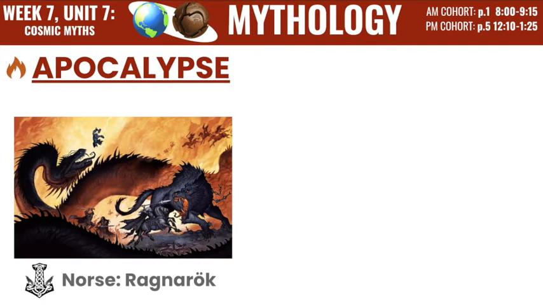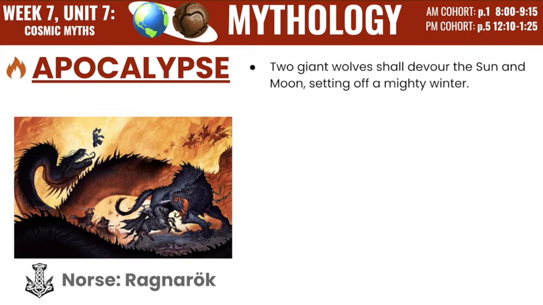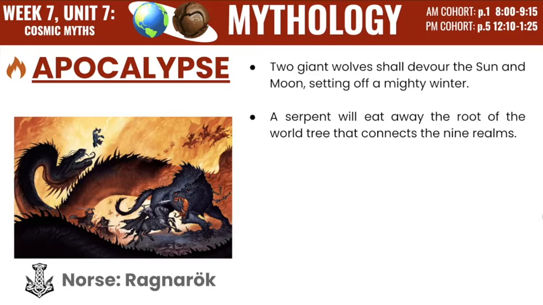One example of an apocalypse story is the Norse Ragnarok. Now, in this story, we see two giant wolves devouring the sun and the moon, setting off a mighty winter. So there's that end of light and plunging into darkness. A serpent will eat away the root of the world tree that connects the 9 realms, which takes us away from order and into chaos.